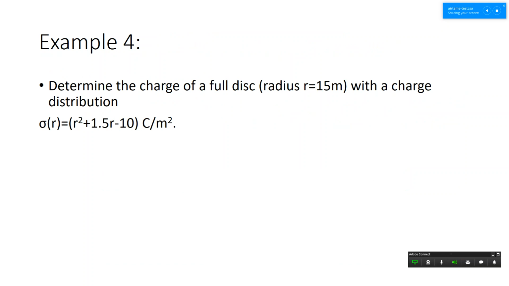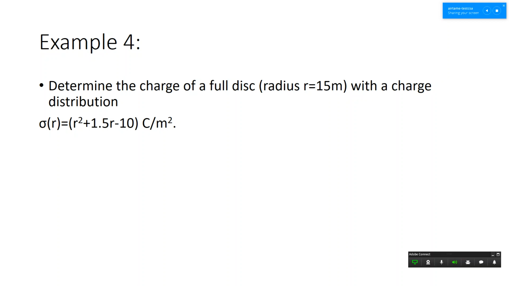So let's do an example of that, where I'm asking you to find the charge of a full disk, not a ring, but a disk. And this disk has a radius of 15 meters. It's humongous, apparently. And it's got a charge density that is non-uniform. How do I know this charge density is non-uniform? It changes. It has a variable in it. As long as it has a variable in it, it's not uniform.